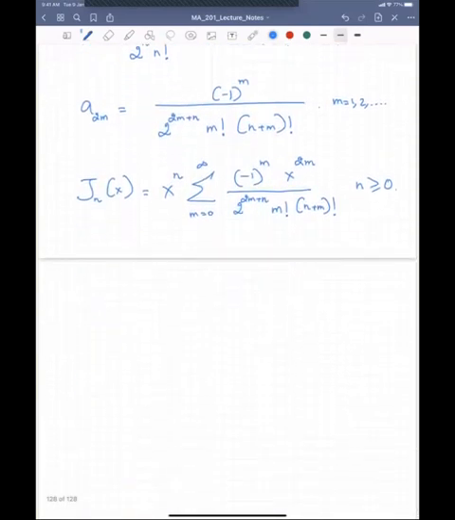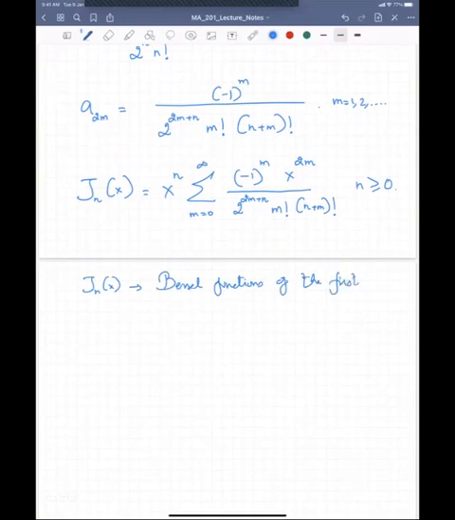So these Jn's are called Bessel functions of the first kind, which tells you that there are obviously Bessel functions of the second kind. We will talk about that in the next lecture. Of order n, so you could have J0s, J1s, and so on and so forth.